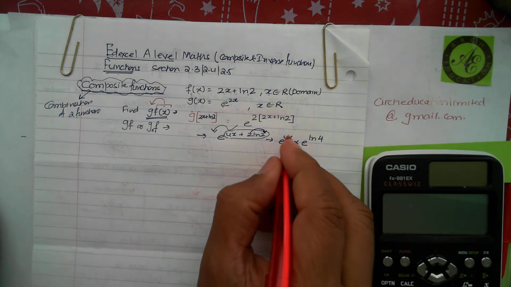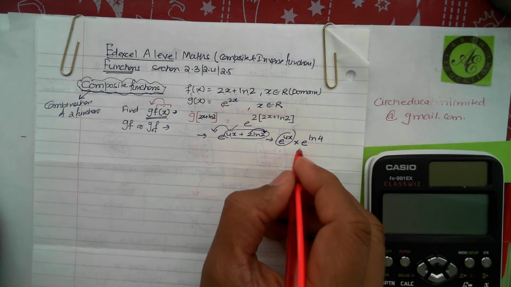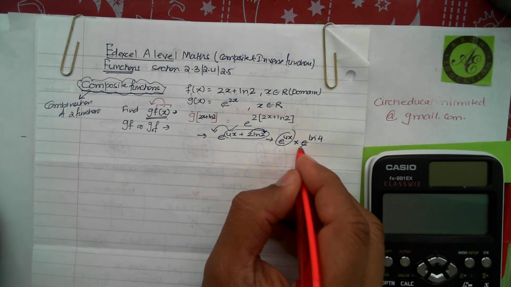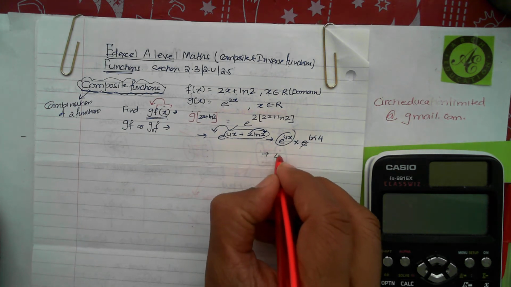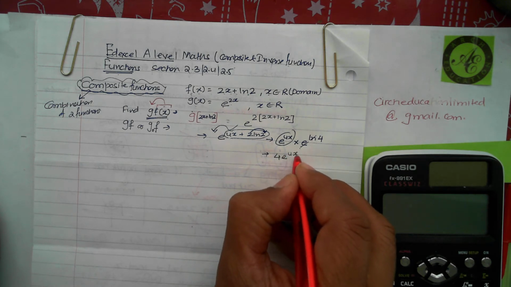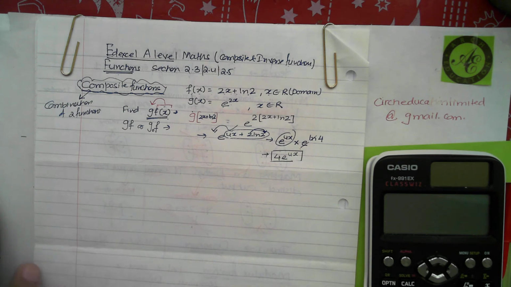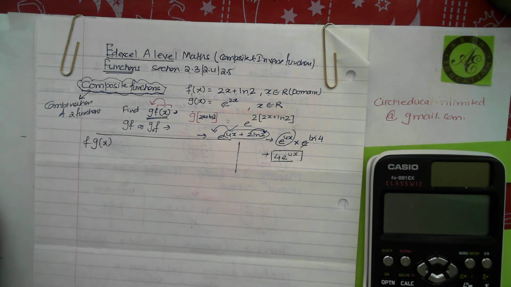What happens here, guys? This term stays as it is, and you know your e and ln are inverse processes. They cancel each other, left with 4. So the answer is 4e to the power 4x. So this is gf(x). I'll give you a couple of seconds to have a look at it again. Okay, we'll work on it now.